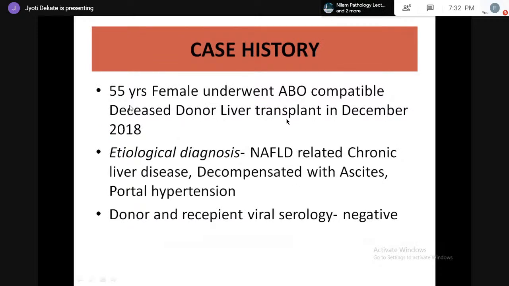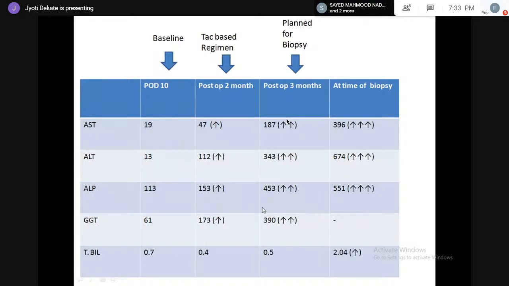The first case here is a 55-year-old female who underwent cadaver-related liver transplant for NAFLD-related CLD, which was decompensated with ascites and portal hypertension. As a part of pre-transplant workup, viral serology was done, which was negative. And this is how we interpret the liver enzymes.